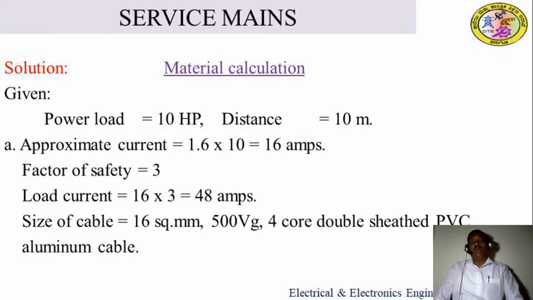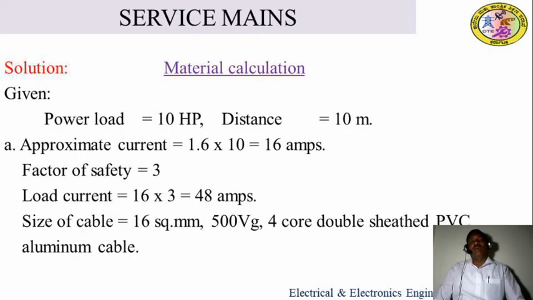Now here I have to use one more method to calculate the current. In the previous method for the underground single phase service system, to calculate the load current I assumed the supply voltage is 230 volts, efficiency is 85% and power factor is 0.8, and the current is equal to P divided by root 3 V cos phi into efficiency. So by that method also we have calculated the load current.